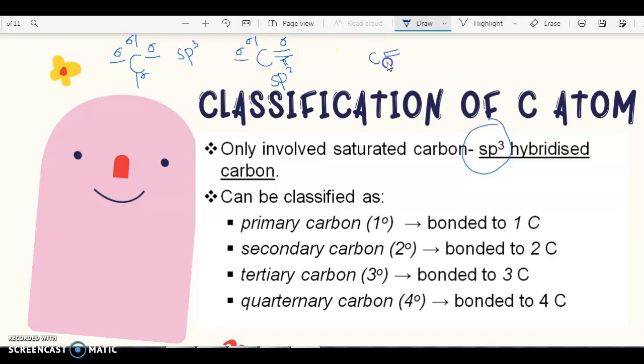Sama juga kalau dia ada triple bond, satu sigma bond and satu single bond. Okay, triple bond ni pula, dalam triple bond ada satu sigma dan juga dua pi bond. So untuk yang satu triple bond and satu single bond ni, total sigma bond is 2. So type of hybridization dia is sp. So hanya this type of carbon je yang kita boleh kelaskan dia. So carbon ni can be classified as primary, secondary, tertiary and quaternary carbon. So kita akan tengok lagi details after this.